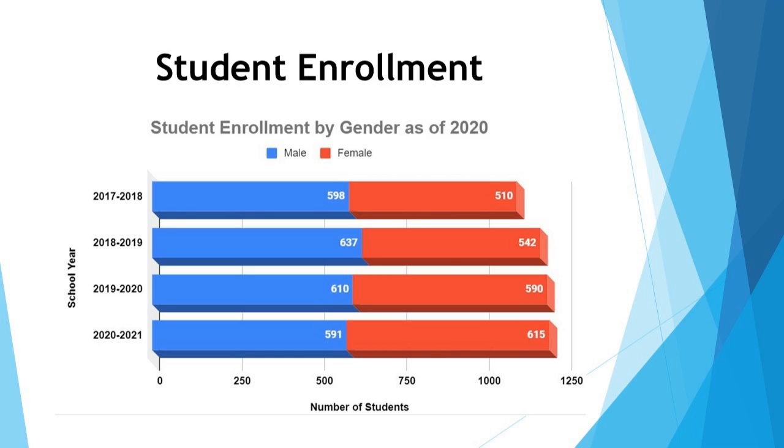Looking at this graph of student enrollment in terms of gender, we can see the amount of males and females is fairly constant throughout the 4-year comparison. The male population was greater for 2017 through 2019. Then in 2020, the female population surpassed the male population.